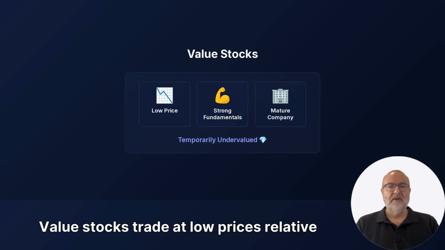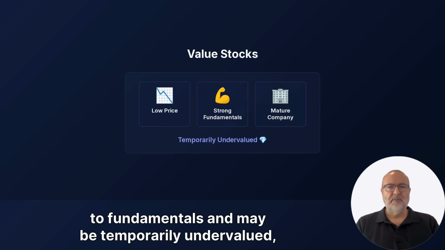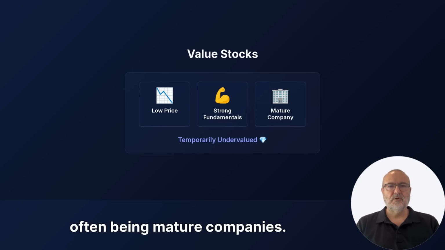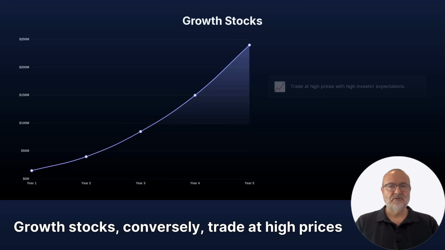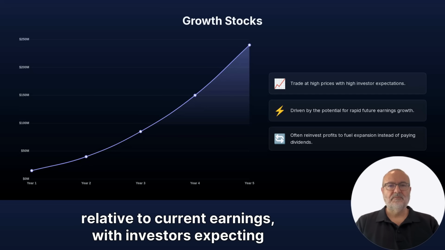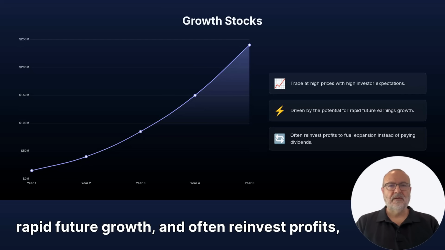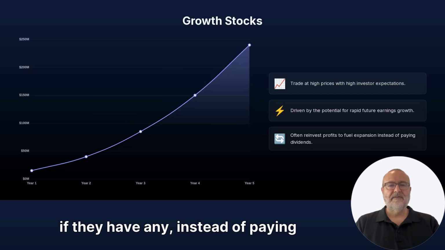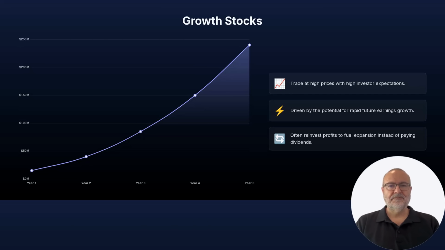The distinction between value and growth stocks highlights different relationships between price and value. Value stocks trade at low prices relative to fundamentals and may be temporarily undervalued, often being mature companies. Growth stocks, conversely, trade at high prices relative to current earnings, with investors expecting rapid future growth and often reinvesting profits, if they have any, instead of paying dividends.